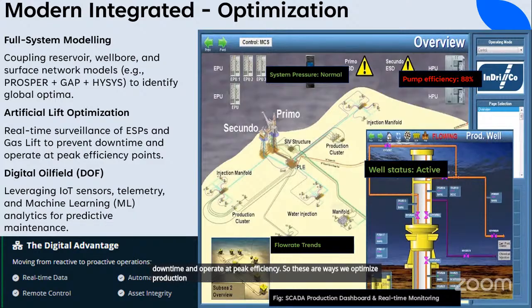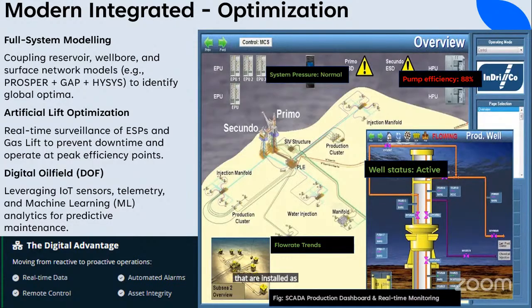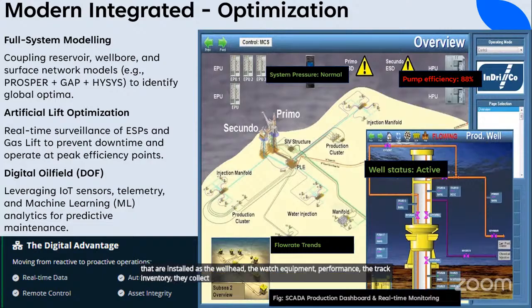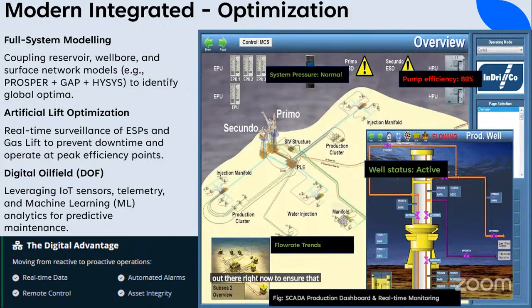You have the digital oil field, which is leveraging on IoT sensors, which is Internet of Things. There are sensors like that that are installed at the wellhead. They watch equipment performance, they track inventory, they collect data, they share real-time drilling parameters. These tools are all there right now to ensure that production goals are being optimized critically.